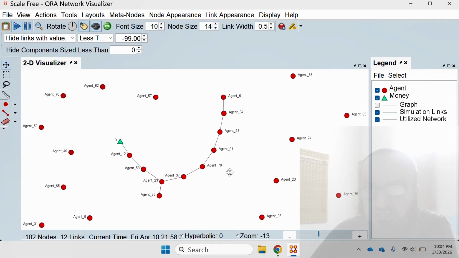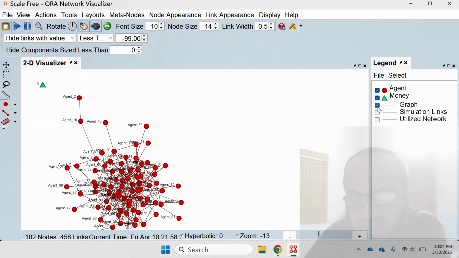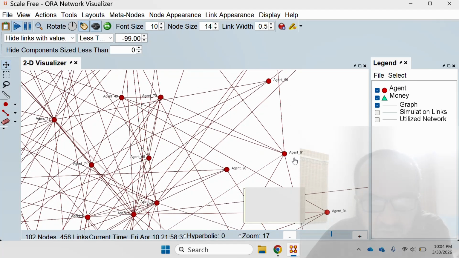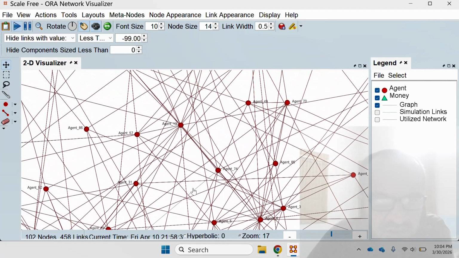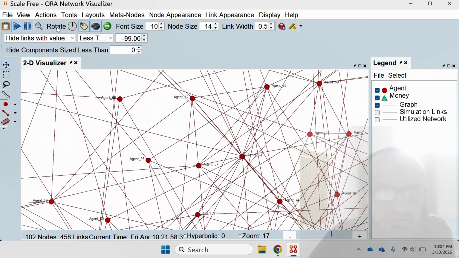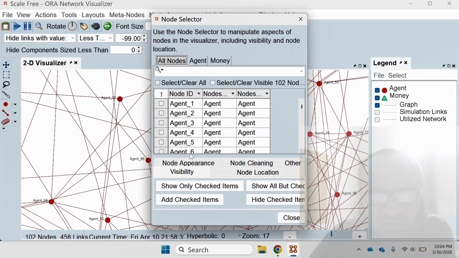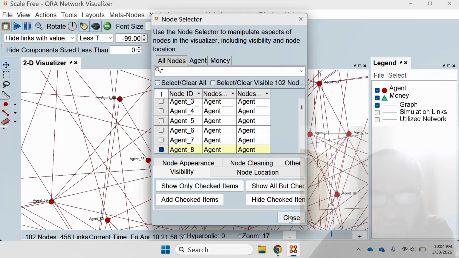And keep in mind that this is not deterministic. This time it was from agent number 6 to agent number 34. Next time we run the simulation, it can be not agent number 34 but maybe some other agent. So for example, if we just see graph only and we see where is agent number 6 where we started from. So agent number 6, there are ways to find agent tools, node selector. So I want agent number 6 probably.